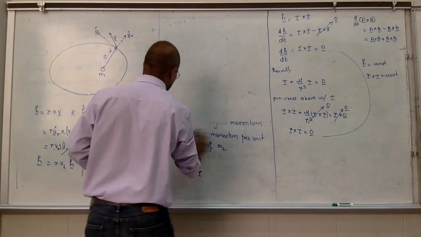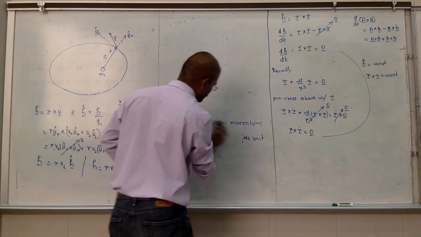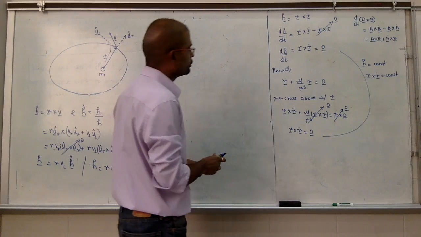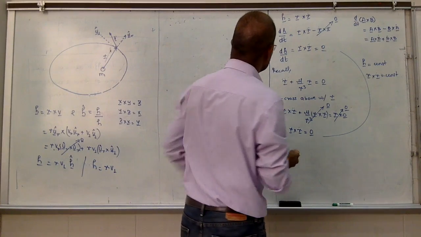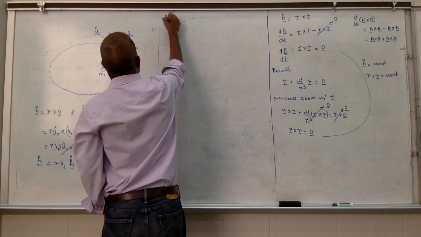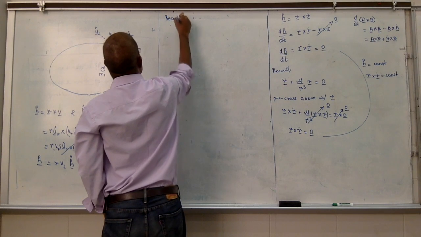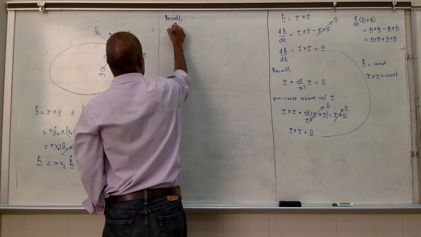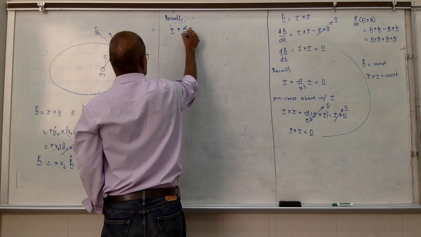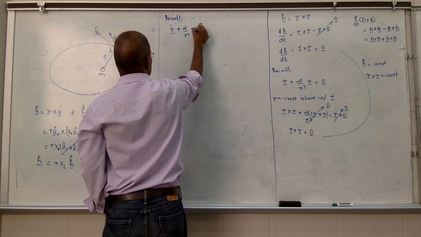So let's go back to our original discussion. What we wanted was to find a solution to the two-body problem. What we do is we start with what we call R double dot plus mu over R squared UR.